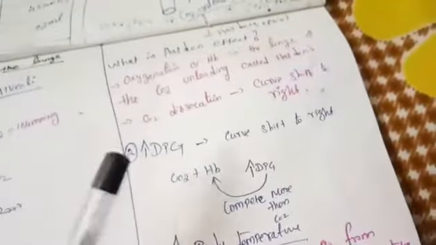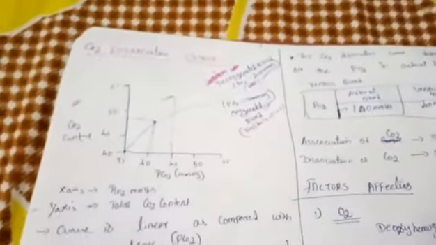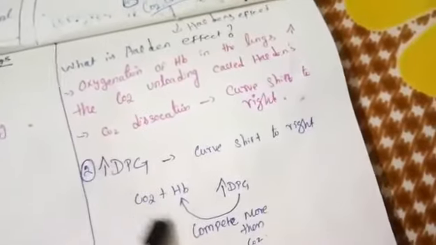The second one is increased diphosphoglycerate. When diphosphoglycerate increases, once again the curve is shifted to the right. That means here also, dissociation of carbon dioxide takes place. You already know that carbon dioxide combines with hemoglobin. If diphosphoglycerate increases, it competes with carbon dioxide and attaches more to hemoglobin, so the carbon dioxide is easily dissociated.